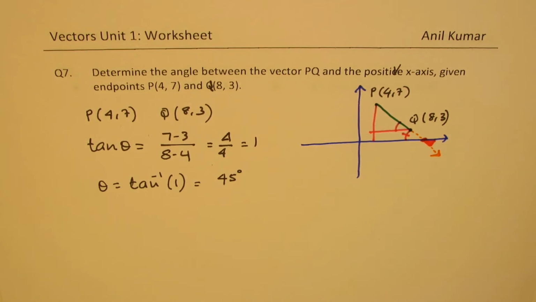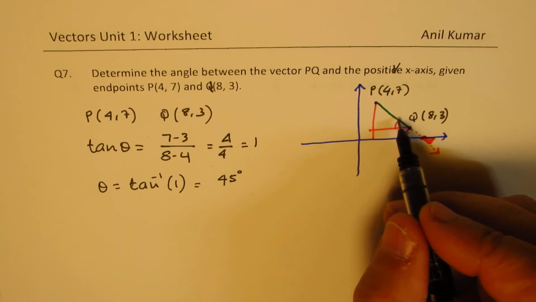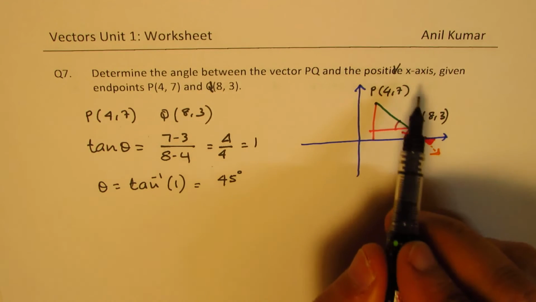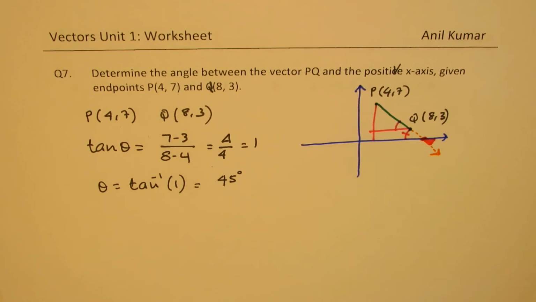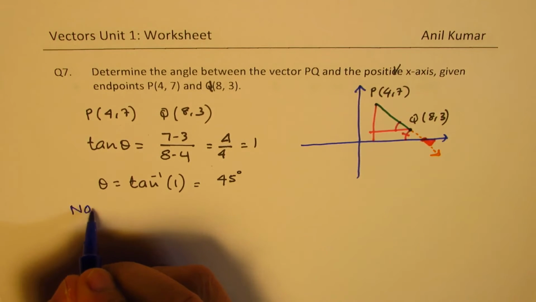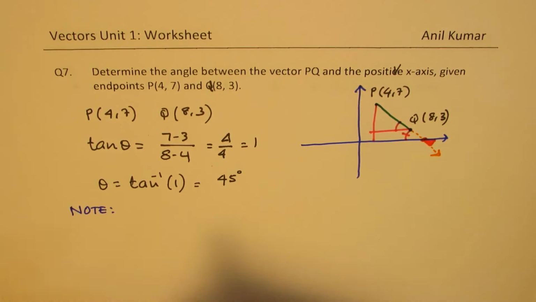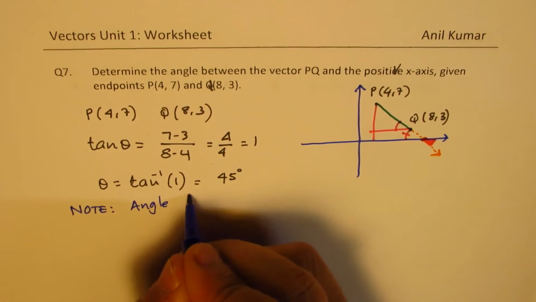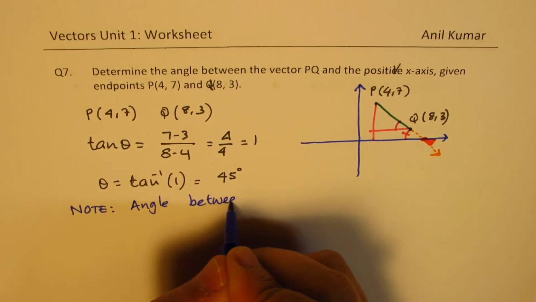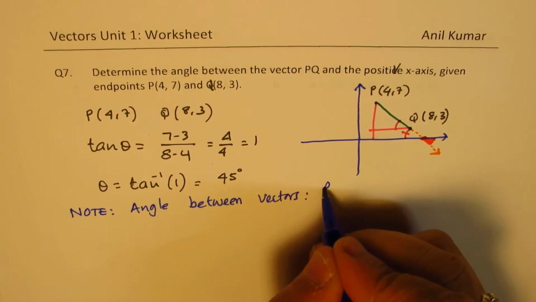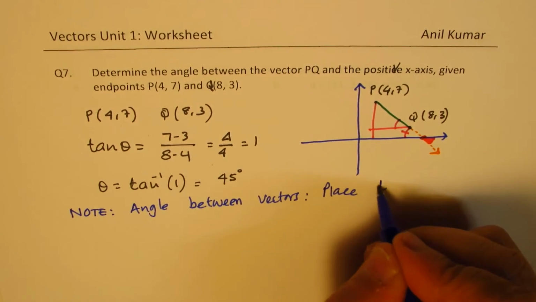Correct? So some of you may just get the angle as negative, right? However, it is very clear that whenever you're writing the angle between the vectors, they should be aligned, right? So let me write a note here. The note is: angle between vectors, place tails together.